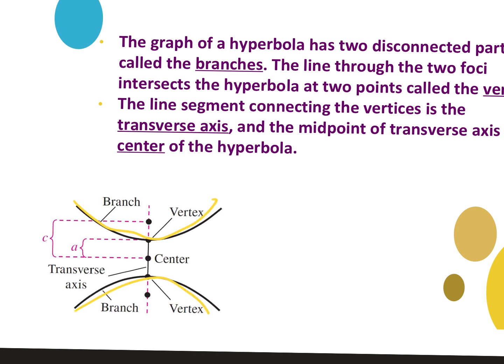Your values are still the same, guys. Think about where your center is. Your center's in the middle. So your A value is the distance from where? Center to vertices. A. Center to vertices. Exact same thing that it was for ellipses. What is your B value? What's your B? Center to co-vertices.